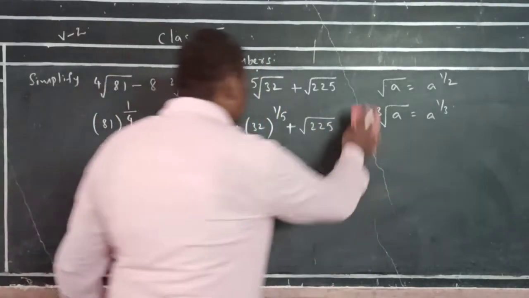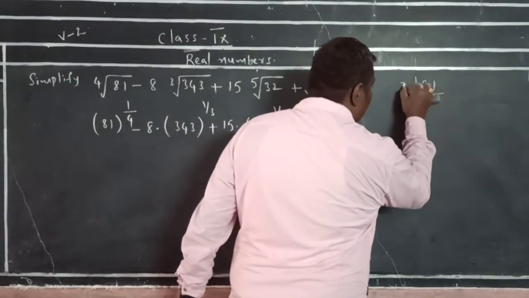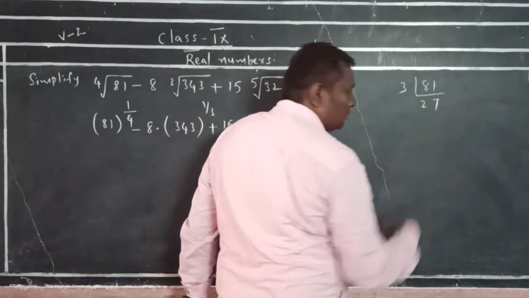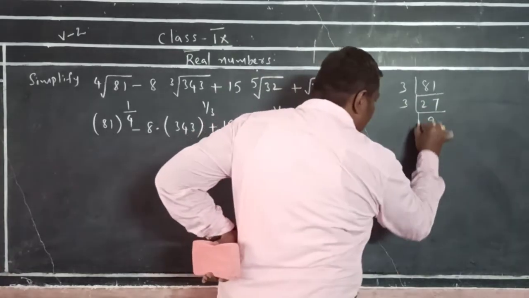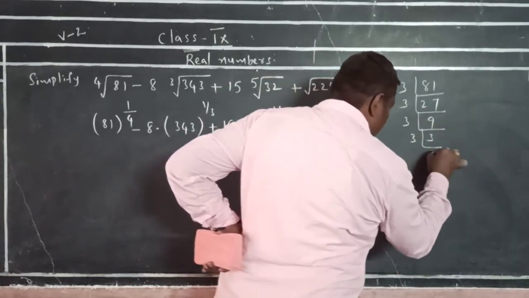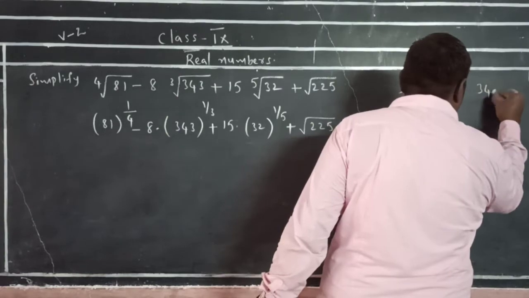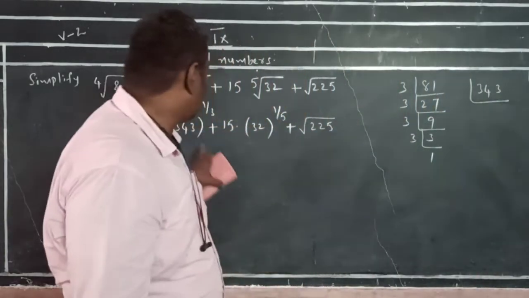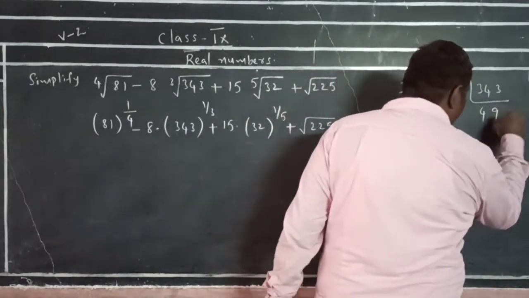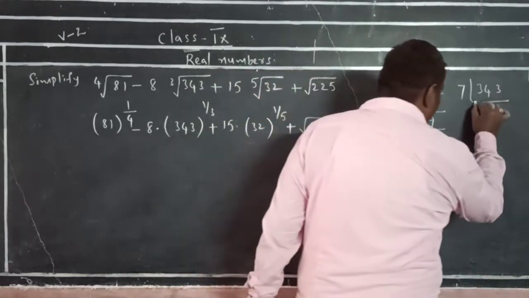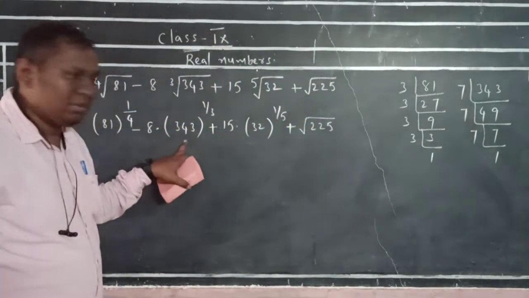Okay, here 81. What is the LCM of 81? 3 27s, 3 9s, 3 3s, 3 1s. Okay, next 343. Here you have to take the 7 table: 7 4s are 28, 7 9s are 63. Okay, again 7 sevens, 7 ones. Okay, completed. Here 32 is there.